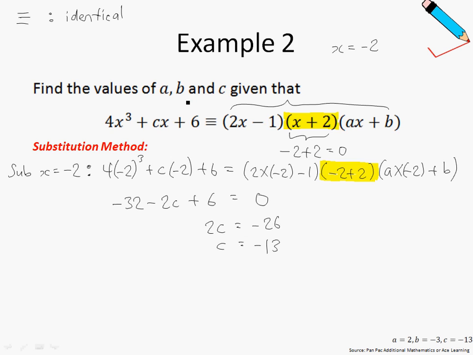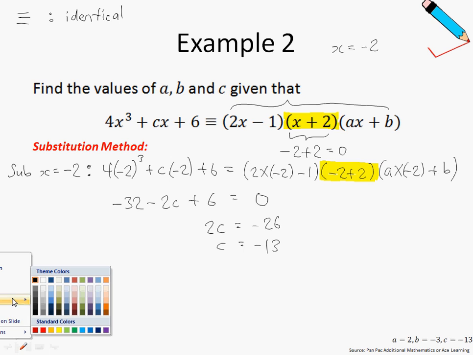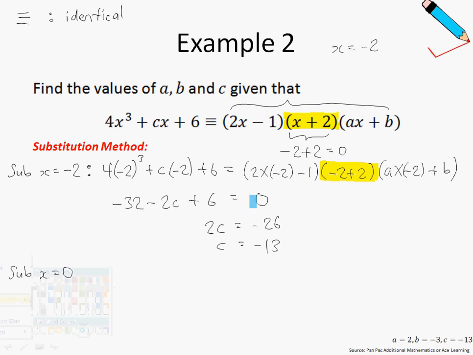We still have a and b, and to solve for a and b, we will be making use of some substitution, by selecting some easy numbers. So probably the next number I want to choose is x equals 0. And why do I do this? Because by substituting x equals 0, I can now get rid of the unknown a, because a times 0 will give me 0. As you can see, the way we perform our substitution is to select values that allow us to eliminate some of these unknowns.